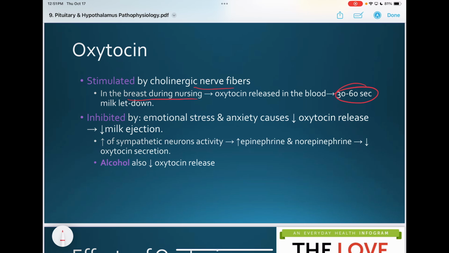We talked about insulin. It takes a few hours for its effect, but oxytocin happens fast. It's also like the love hormone, so hugs. If you get a hug from someone, you feel better. It's because oxytocin has been released, and you feel better when that happens.